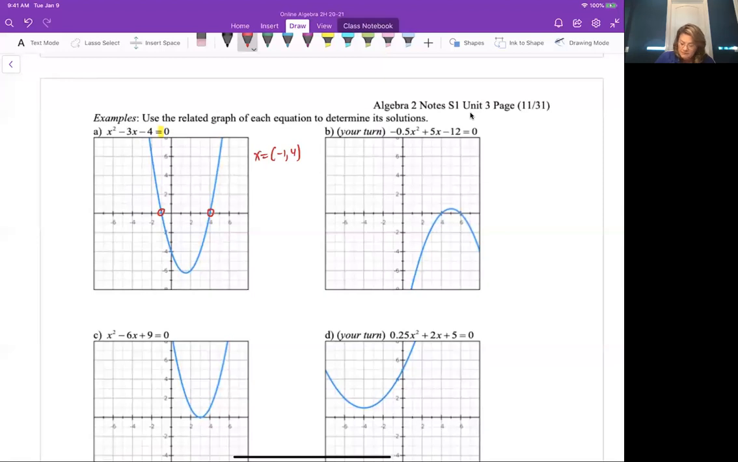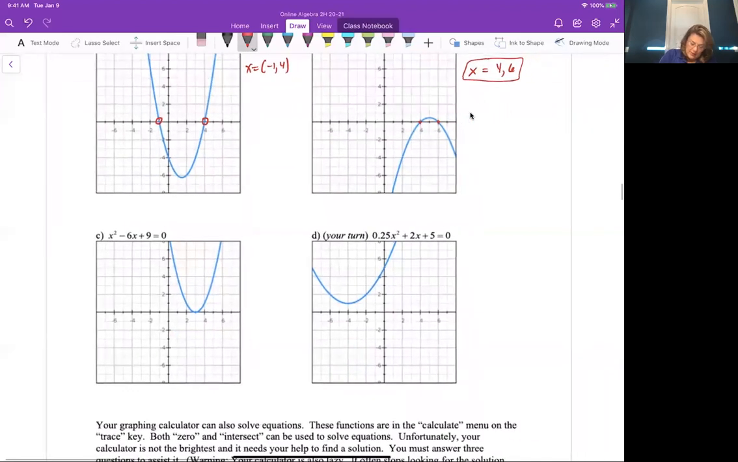All right, B, how about you try one yourself? All right, welcome back. Once again, I have two values of x that give me an output of 0 if I were to plug it into the equation minus 0.5x squared plus 5x minus 12 equals 0. Those values are 4, 6. That is my answer.